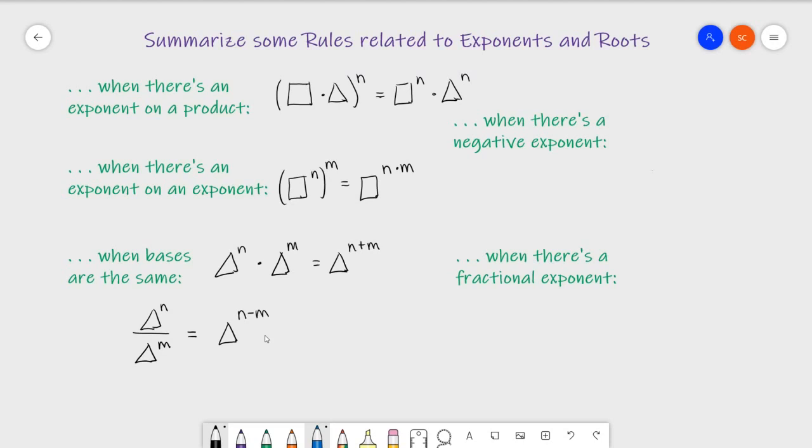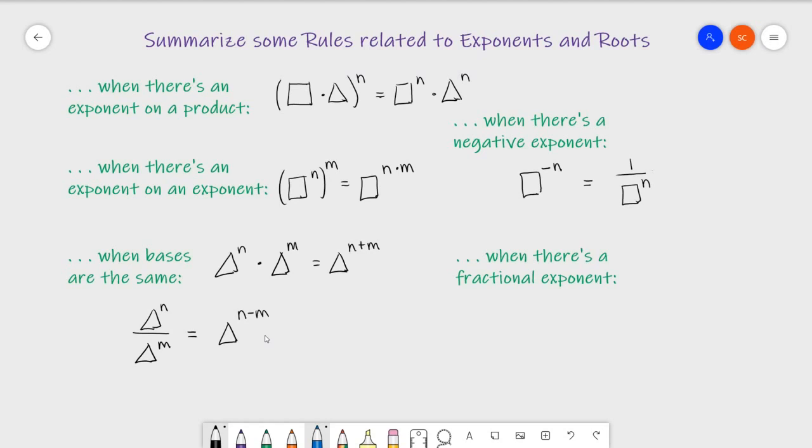What about cases of a negative exponent? These two final ones are just kind of odd exponents. With a negative exponent, like box to the negative n, that negative is telling us take the reciprocal of the base. So that can be rewritten as 1 over that base to the n power.